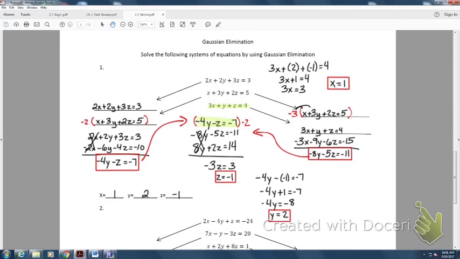Questions on that process? Yes. Which equation did you put that in? So 3x plus y, which y was 2, plus z, which z was -1.